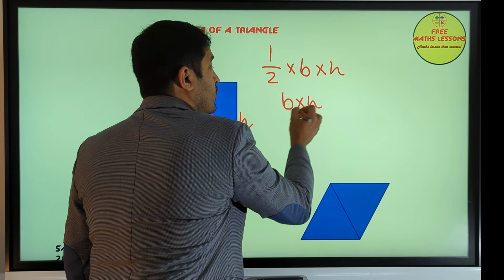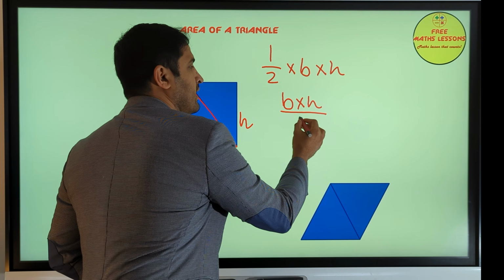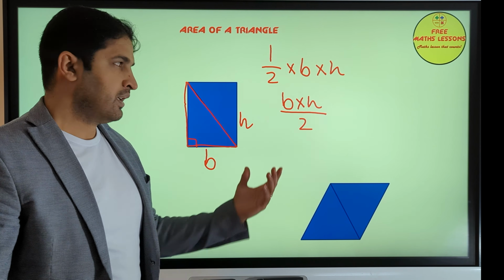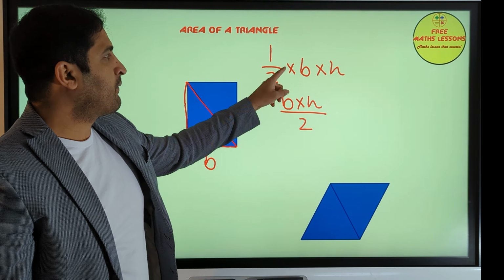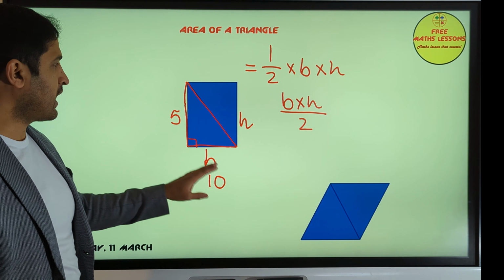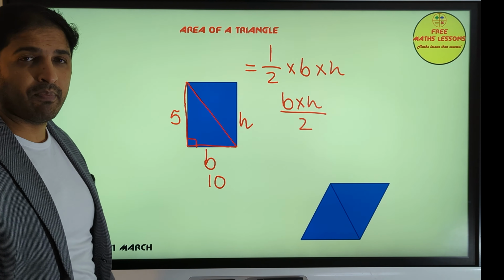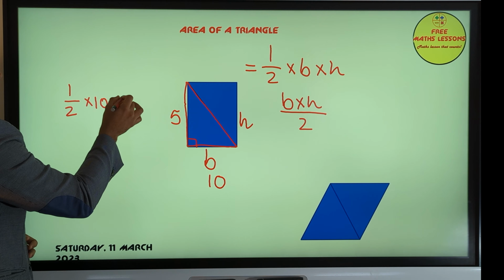Base times height. Majority of the students that I come across, they always do base times height and then divide it by 2. Okay. You can do it that way. That's perfectly fine. But I prefer to write it this way. Why? Because let's say the base here is 10 and the height here is 5. So we can do 10 times 5, that's 50, and then divide it by 2 gives you 25. But I can actually use this formula here and work it out a slightly better way. I can do half times 10, then times it by 5.